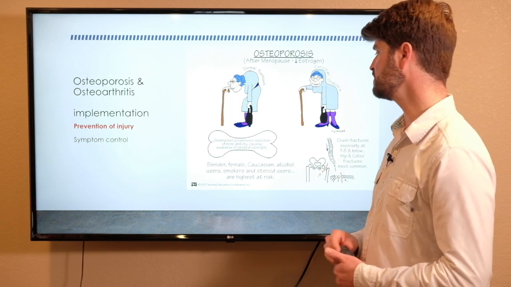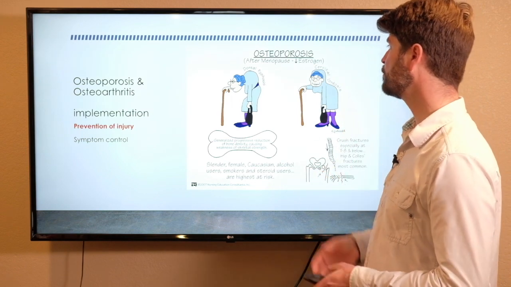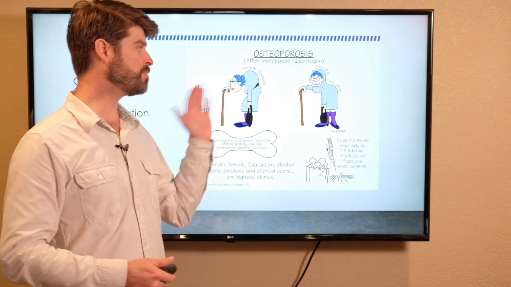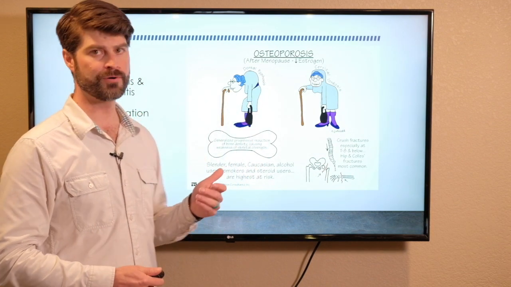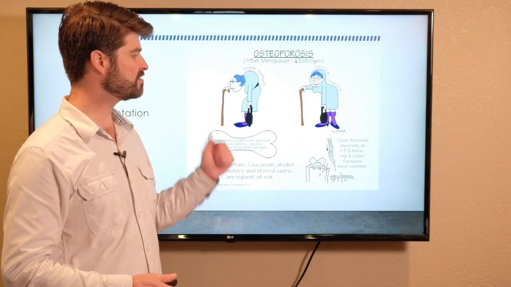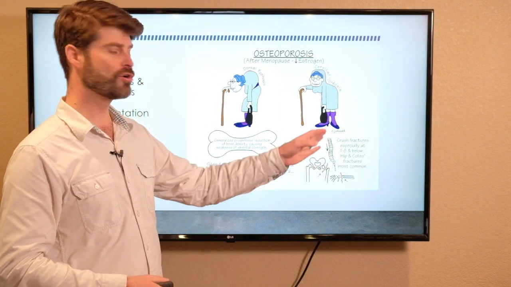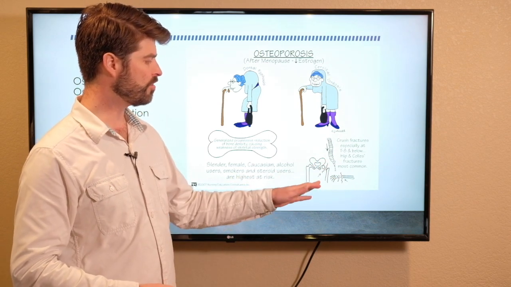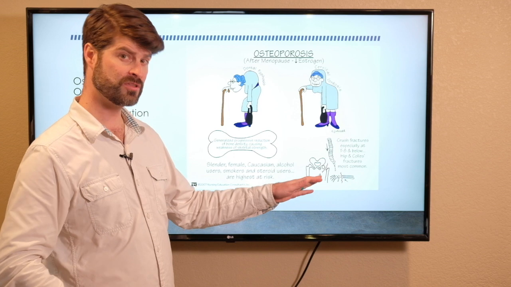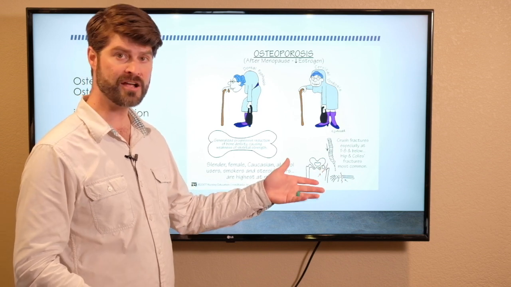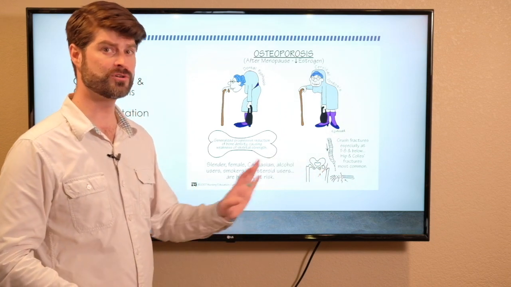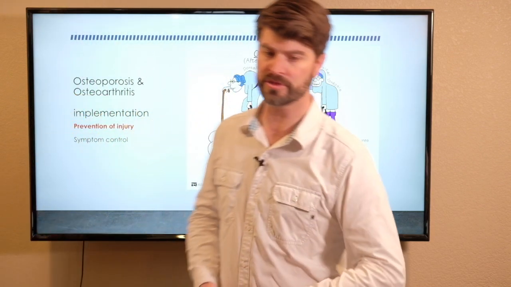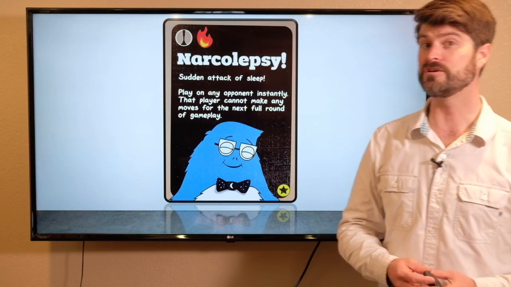Postural changes that we tend to see because of osteoporosis, kyphosis and lordosis are the big ones. And these postures are not without their risks. They do tend to lead to an increase in crush fractures in the vertebrae, femoral fractures, especially at the femoral head, which is like a hip fracture, and wrist fractures associated with falling. Those are some of the big things we want to look out for with osteoporosis and osteoarthritis.